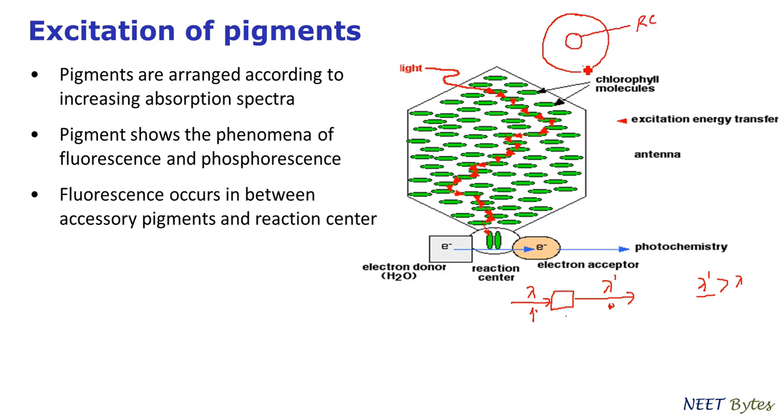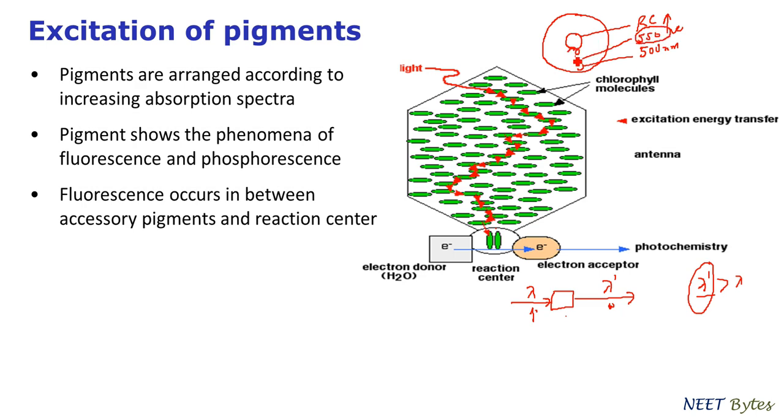Just try to understand it like this. Suppose I draw a reaction center or photosynthetic unit like this, and let this be the reaction center, and the photosynthetic pigments are arranged according to increasing absorption spectra. Suppose this pigment has an absorption maximum of 500 nanometer, and naturally it is increasing, so let it be 550 for the next. This molecule will absorb a light and emit a light of greater wavelength. We have discussed that it is of greater wavelength.